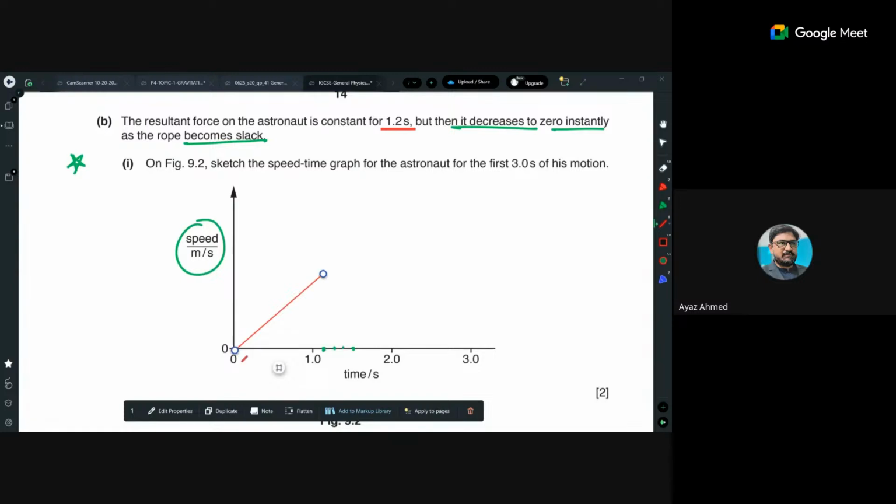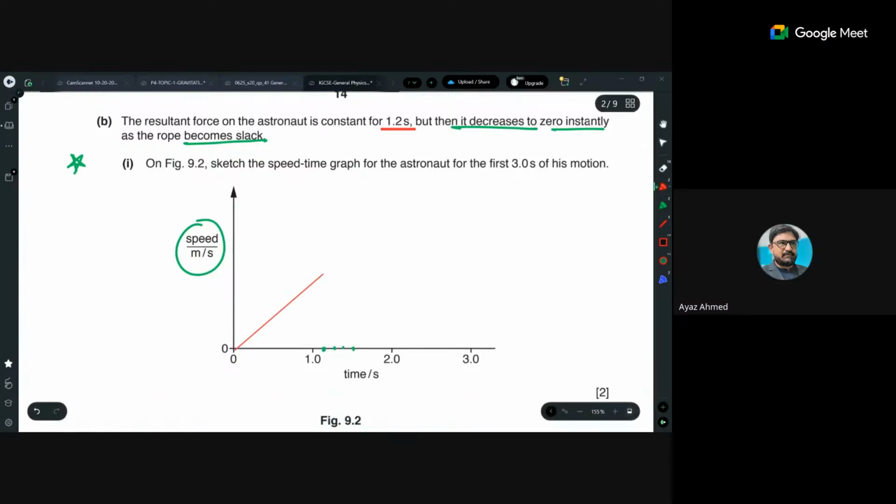That is why your speed-time graph would have this gradient, and then as the resultant force decreases, the gradient decreases and it goes to 0. Okay? Is that clear? The astronaut's acceleration is constant for 1.2 seconds, but then it decreases to 0 instantly as the rope becomes slack. So I think here that is 1.2 seconds, and then the acceleration goes to 0. Okay?